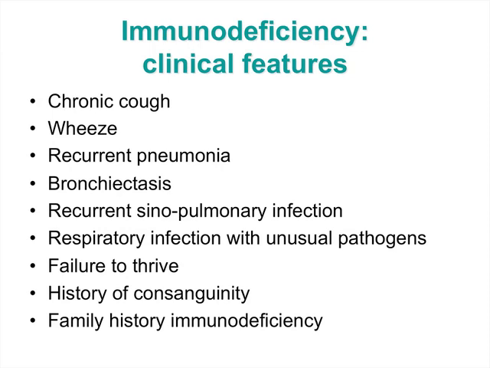Primary ciliary dyskinesia interferes with ciliary defense mechanisms. Clinical features of immunodeficiency include chronic cough, wheeze, recurrent pneumonia, bronchiectasis, recurrent sinus infection, respiratory infection with unusual pathogens, failure to thrive. There may also be a history of consanguinity or family history of immunodeficiency. It is essential before going down the route of diagnosing an immunodeficiency that cystic fibrosis is excluded.